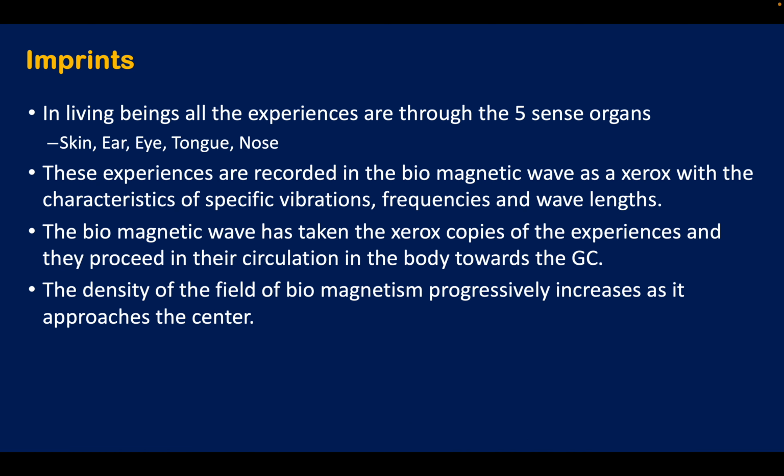What are the imprints? The imprints are forming in the living beings with all the experience through our five sense organs: skin, ear, eye, tongue, and nose. So, if you can think, without these five sense organs, no way we will get any inputs from outside. So, these are the five doorways to a human. These experiences are recorded in biomagnetic waves as a Xerox with the characteristics of specific vibrations, frequencies, and wavelength.